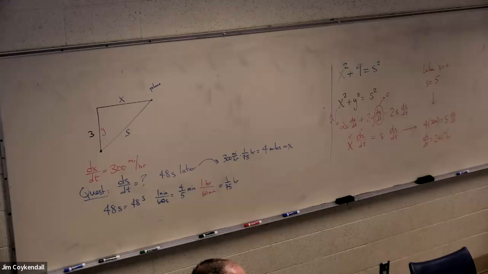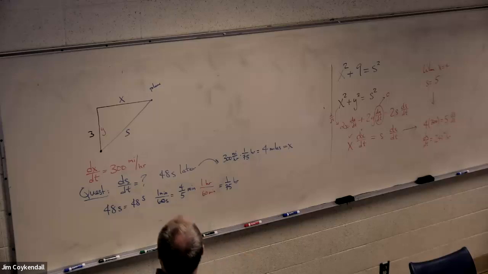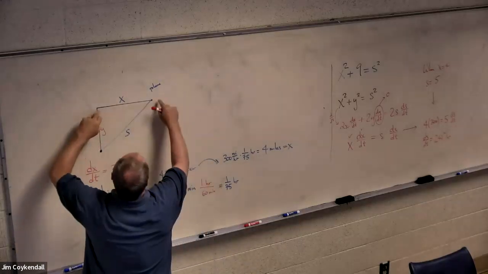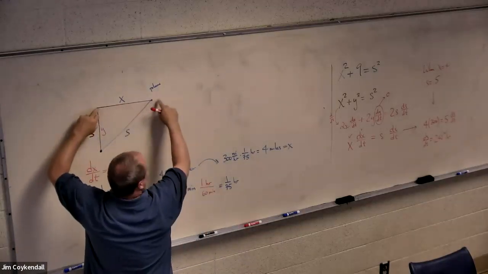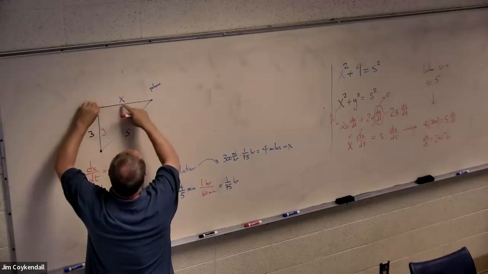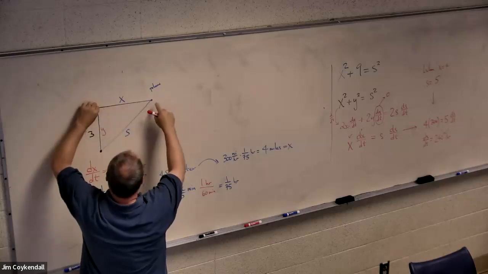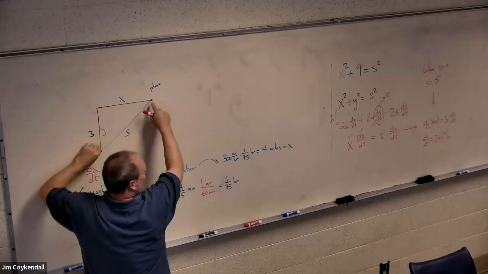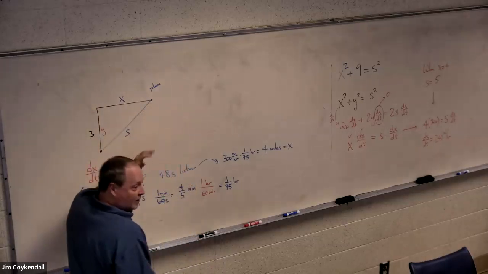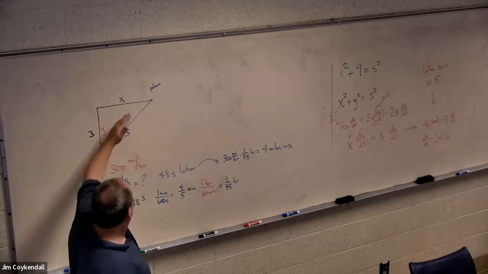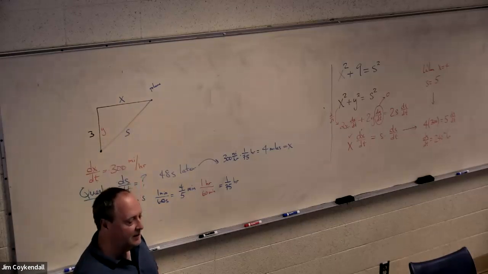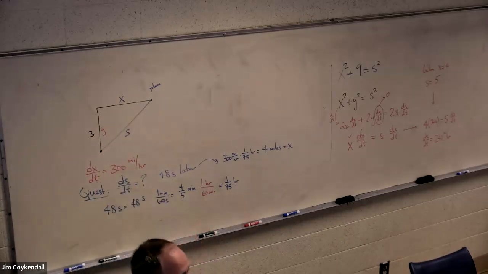Does this seem to make sense? The dx/dt is growing fast, right? So if you were standing here, you would see the plane moving away at 300 miles an hour. Here, you see it moving away not quite as fast, right? Because of the displacement. Yes.